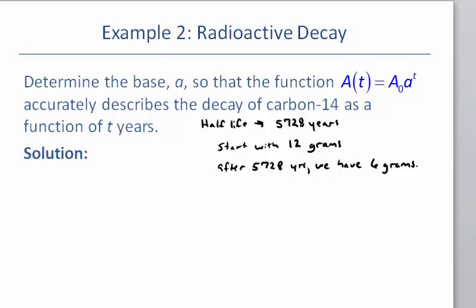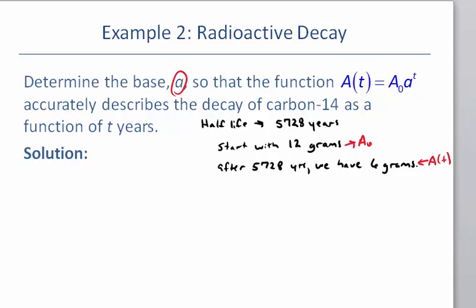Okay, so if we're starting with 12 grams, that is our A sub 0. Remember, that is your initial value. And so the A is going to stand for amount. So the A sub 0 is your initial amount. And after the half-life has expired, this is your amount. All right, so this will be the A sub t, or the A sub 5,728 years. All right, and our job is to find the a.